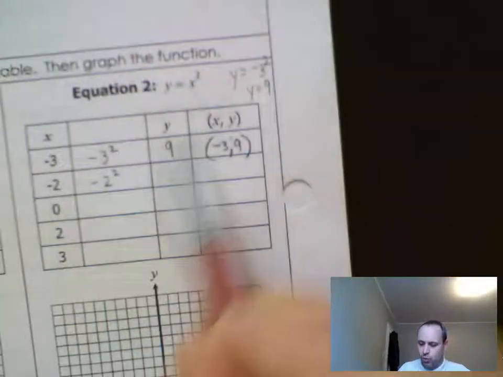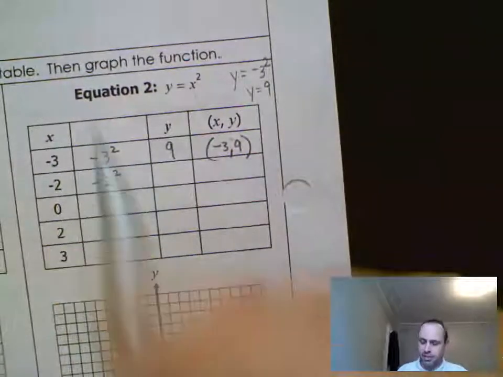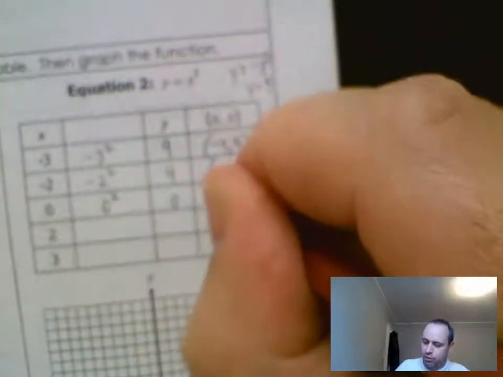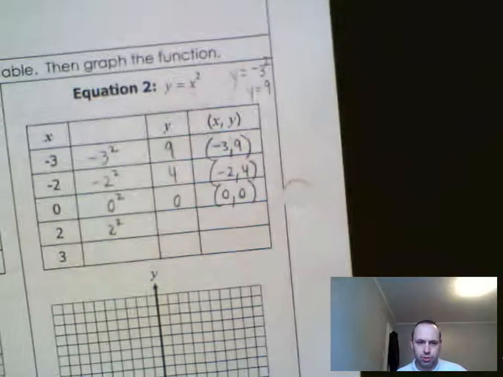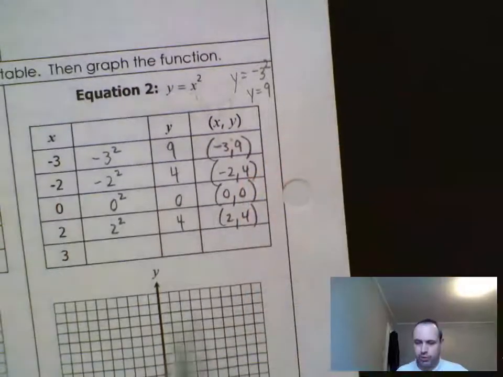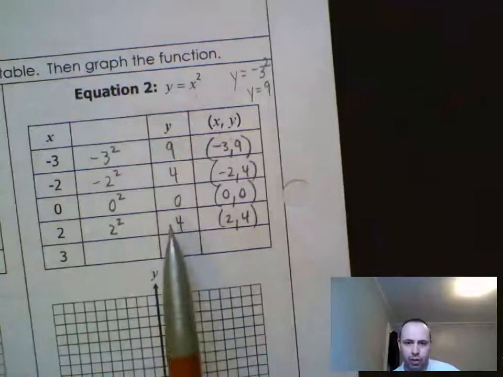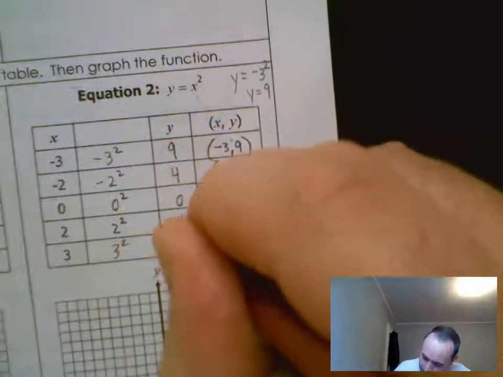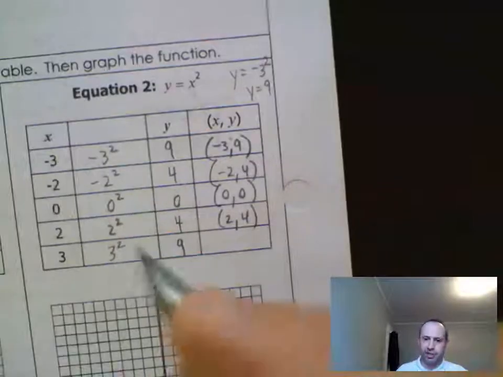All right, the second one, -2. So -2 squared, right, gives us -2 times -2 or 4. 0 squared gives us 0 times 0 or 0. 2 squared gives us 2 times 2, which is 4. So in this case, our numbers are 2, 4, right? For 2 for the x, 4 for the y. And then when we do 3 squared, that gives us 3 times 3 or 9.